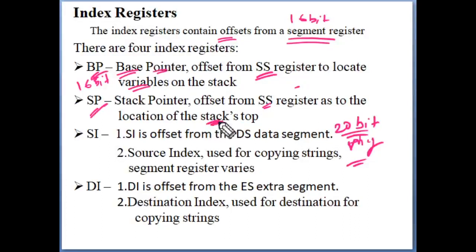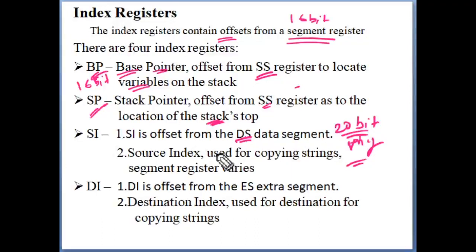For that purpose we are using. The next part is SI. What is SI? SI is the source index. Source index is the offset for the data segment. SI is the offset for the data segment, and it is also used while you are copying a string.